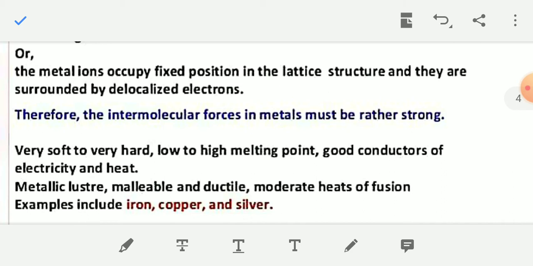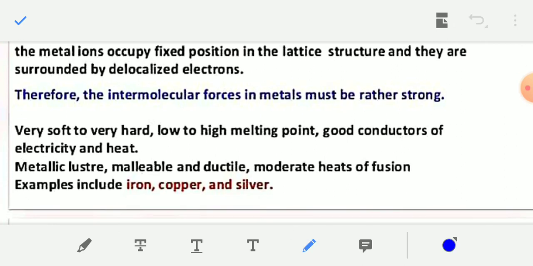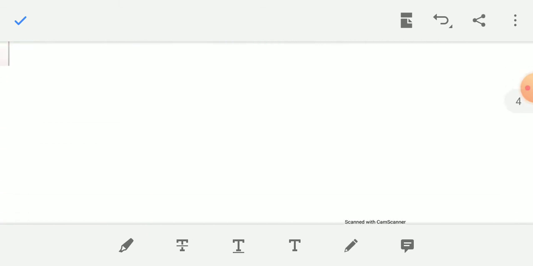They are very soft to very hard, and they have low to high melting points. They are good conductors of electricity and heat. These are properties of metallic solids, and they exhibit metallic luster. They are malleable, ductile, with moderate heat of fusion. Examples of metallic solids: any type of metal, iron, copper, silver. These are all metallic solids.